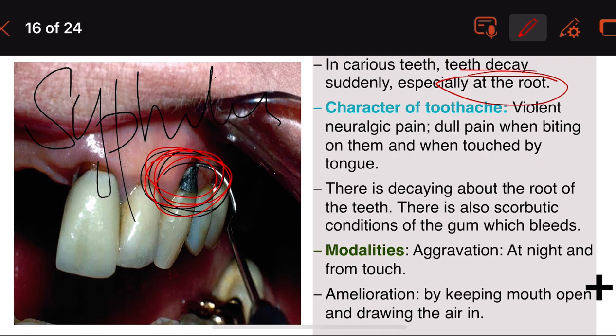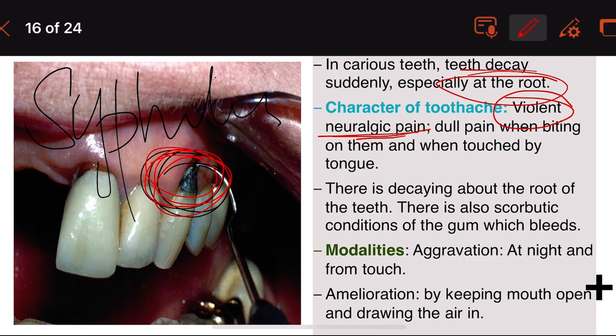Character of toothache: again violent neuralgic pain. So we saw when we studied the neuralgia, it causes facial neuralgia, and the nerve affections will be there. The toothache is neuralgic toothache, and there is dull pain when the patient is biting on them.